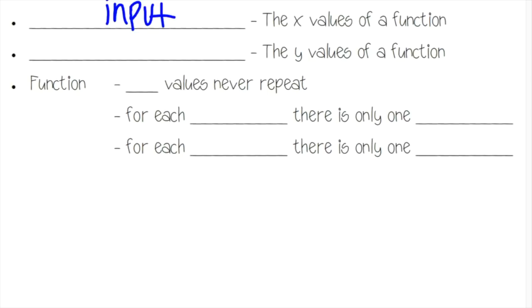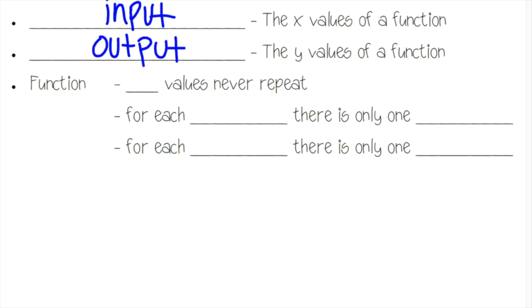Those are the values that you're going to be plugging into a function, so input, and then it's going to tell you something. The y value is what's going to pop out. When you plug in an x, it's going to give you a y. So the y is called our output. So you're going to put in an x, and it's going to pop out a y value.